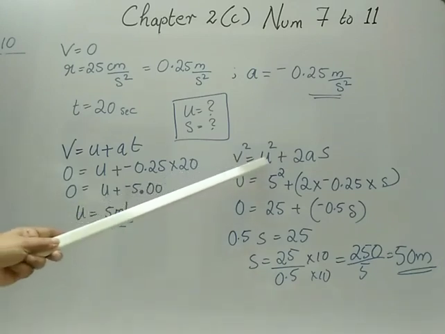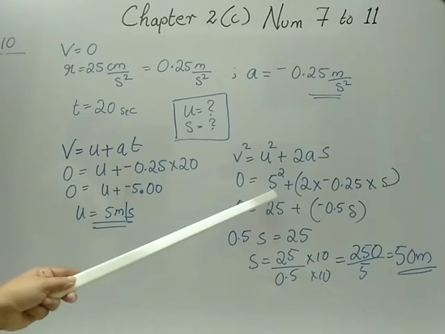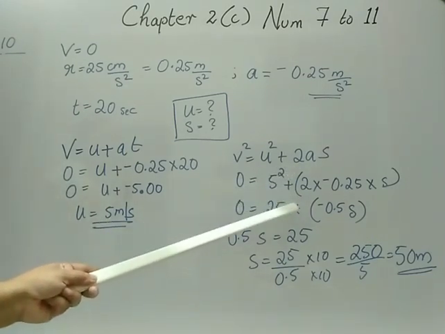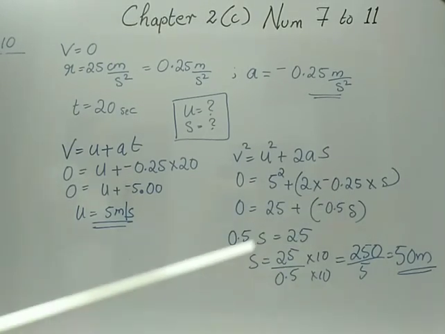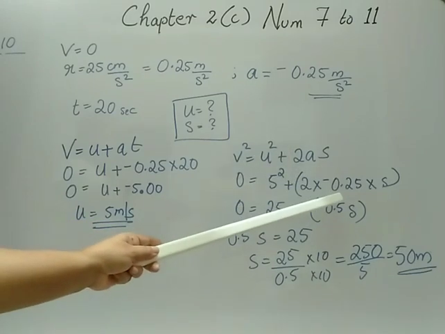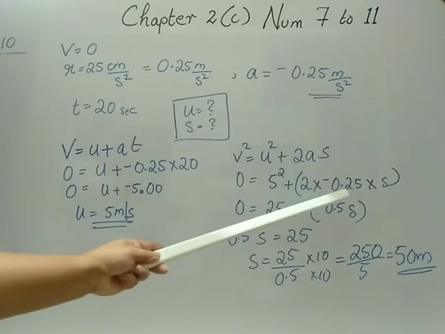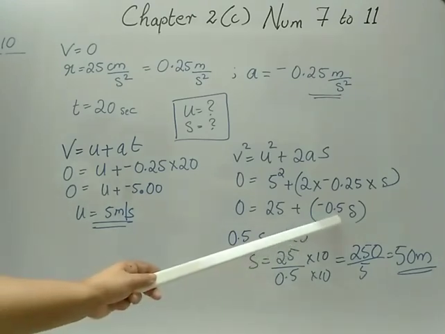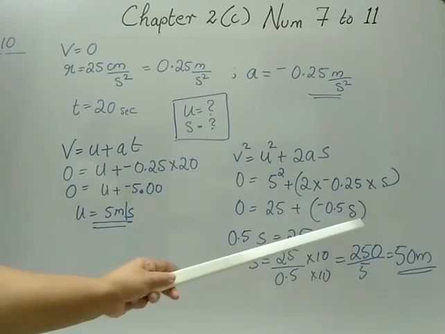So v square is equal to u square plus 2as. v is 0, so 0 square is equal to u, just now we got u is 5, 5 square plus 2 into negative 0.25 into s. Because this is one term, since there is a negative, I just kept it inside the bracket. Now 2 into negative 0.25: 25 into 2 is 50, then 2 decimals, so you will get 0.5. So you will get negative 0.5s.